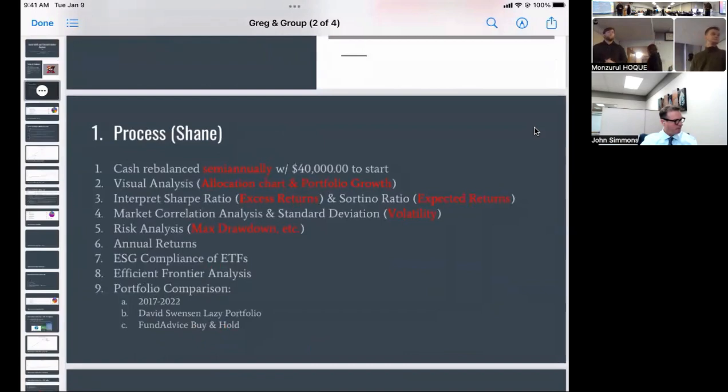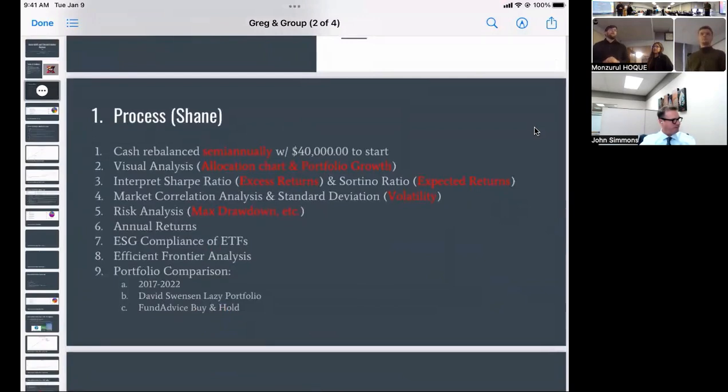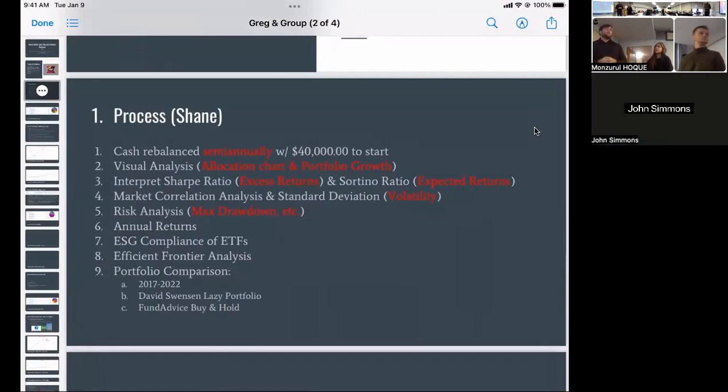So for our process, we're going to start with cash rebalancing semi-annually with a starting capital of $40,000. We're going to do a visual analysis, so an allocation chart and portfolio growth, and then interpret the Sharpe ratio, so excess returns, and Sortino ratio, which is our expected returns. Then we'll move into market correlation analysis and standard deviation to get a gauge on volatility. And finally, do risk analysis, recognizing the maximum drawdowns. We want to talk about annual returns and then ESG compliance with the ETFs.